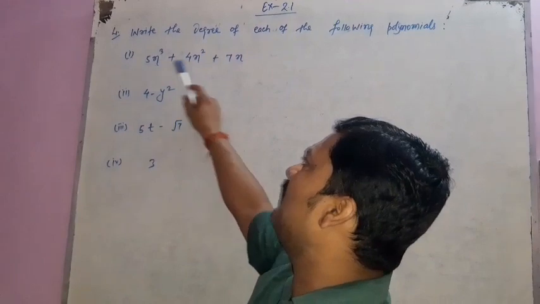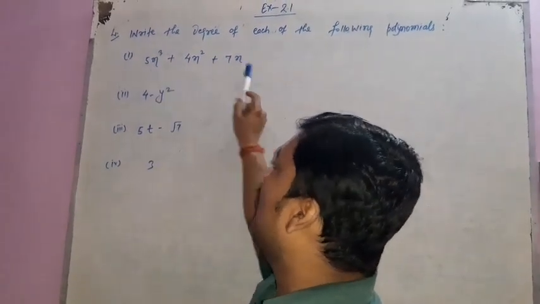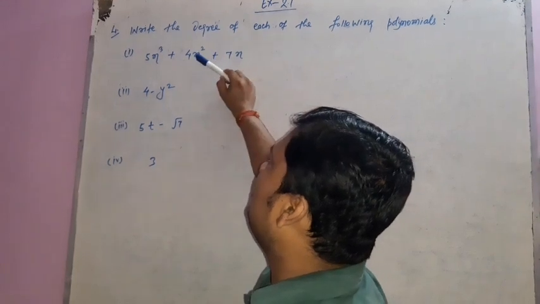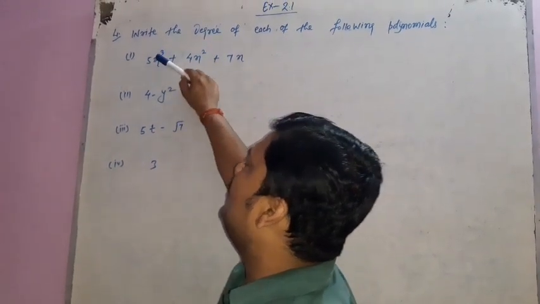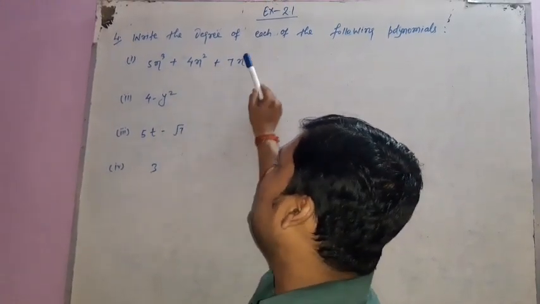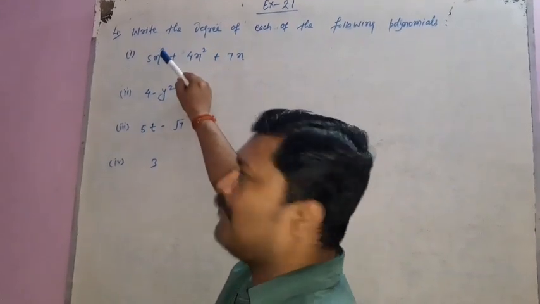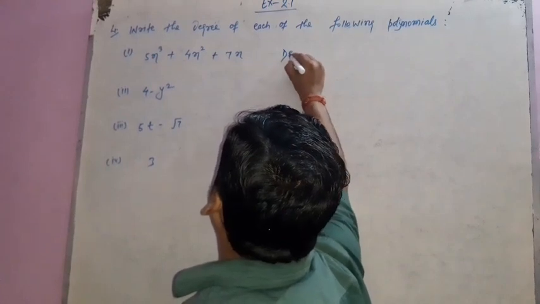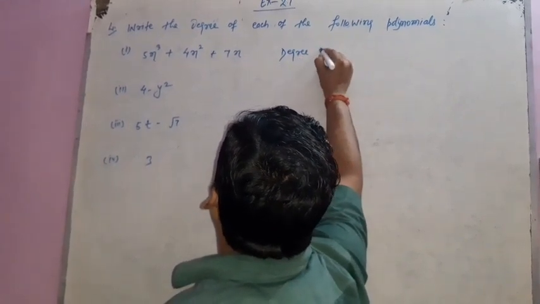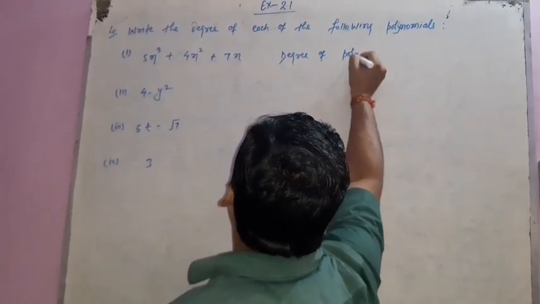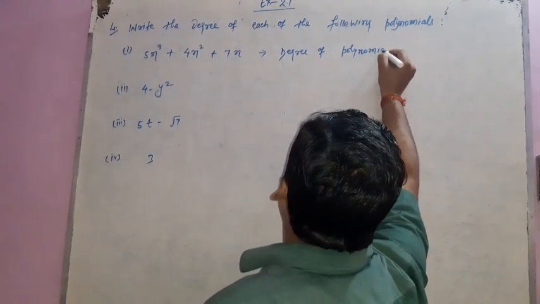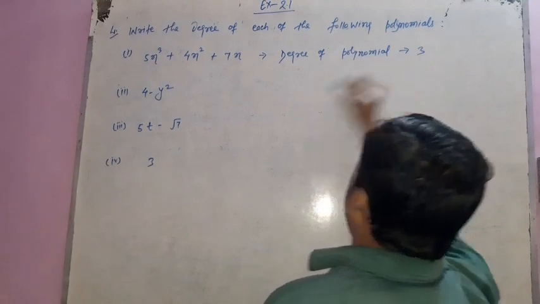Now look at the first one here. In this algebraic expression, or in this polynomial, what is the degree of x here? 1. Here the degree of x is 2. And here the degree of x is 3. What is the maximum degree here, 1, 2 or 3? Of course 3. So we can say the degree of the polynomial is 3.